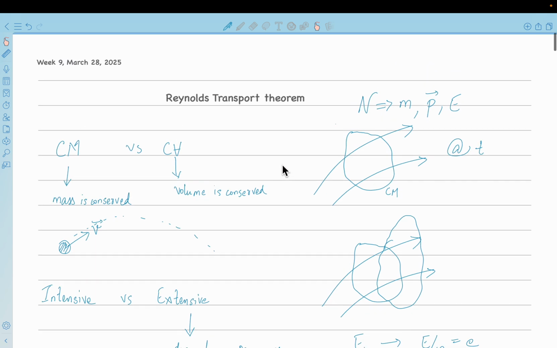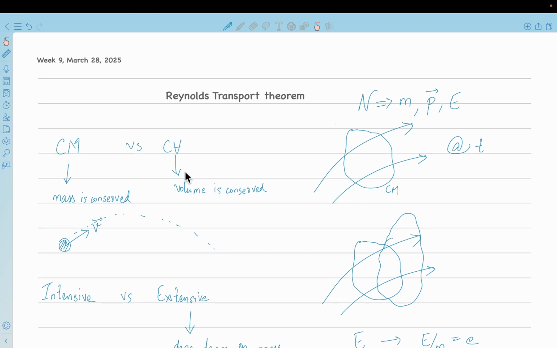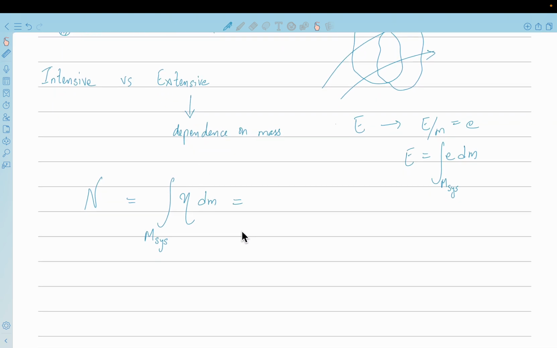But remember what we were trying to do? We were trying to relate the control mass and the control volume. So the relation is very simple. dm can be written as rho dV, and now instead of integrating over the mass, we integrate over the volume of the system. Is this part clear?